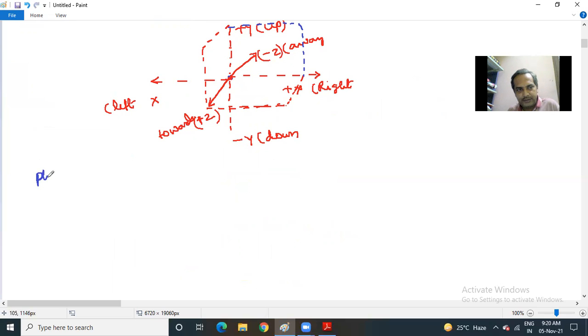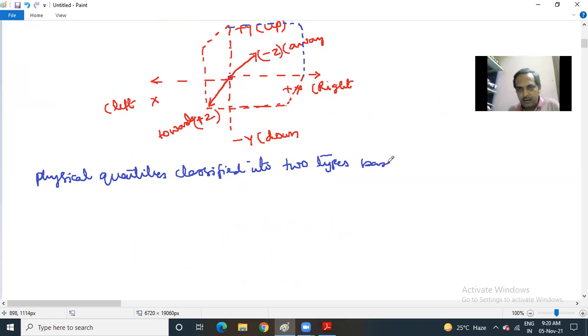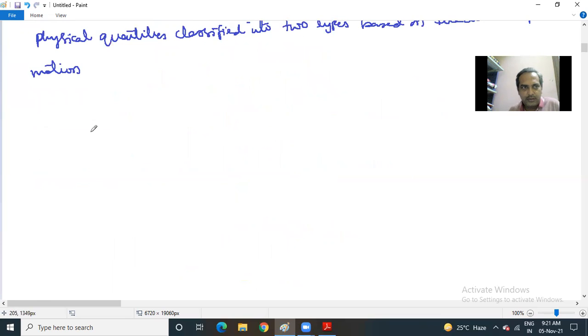Physical quantities are classified into two types based on the direction of motion. Based on the direction of motion. Now, the first one we call scalars. Remember, scalars are physical quantities.